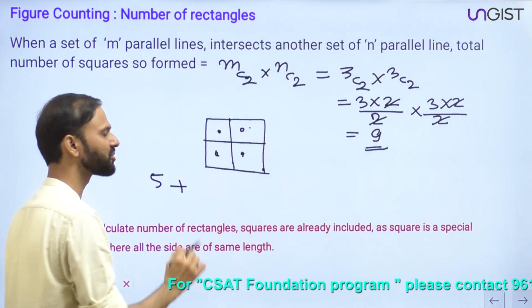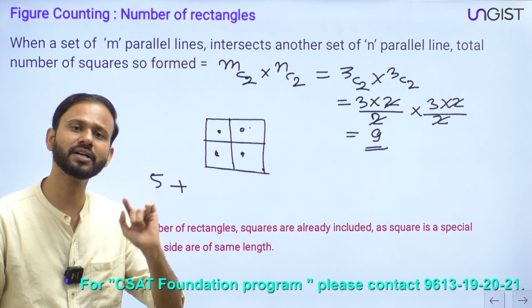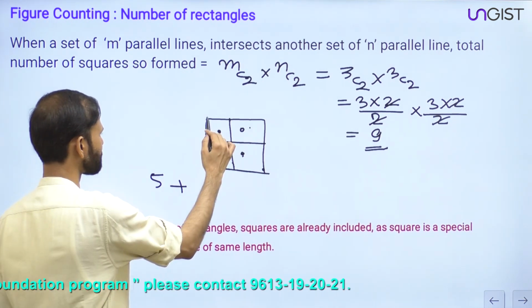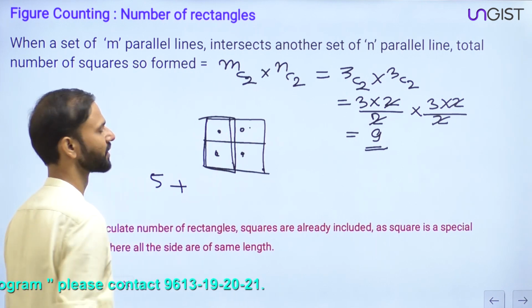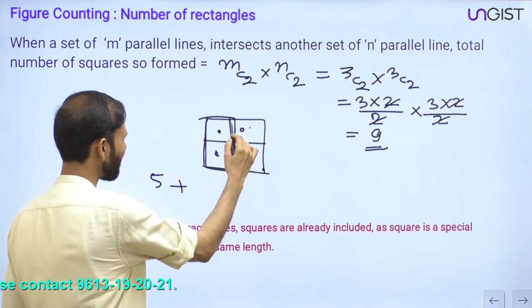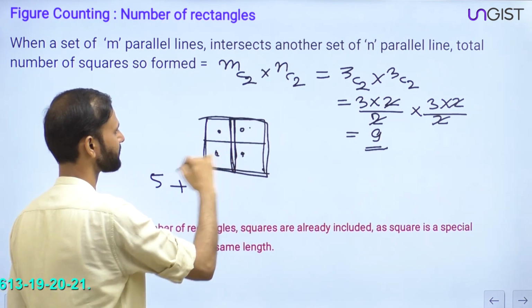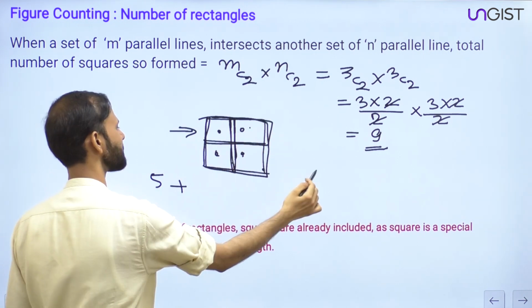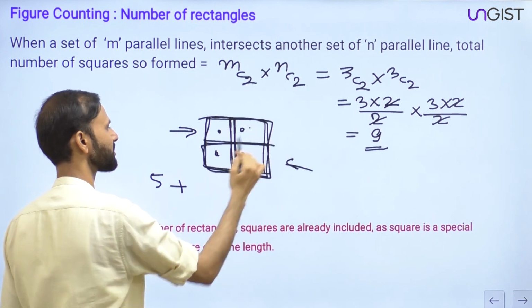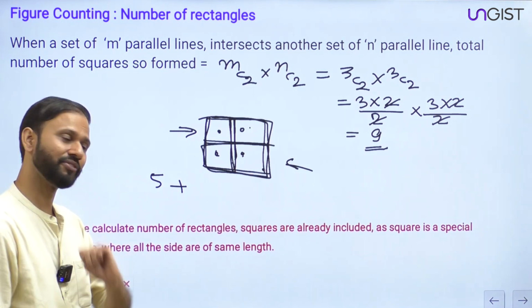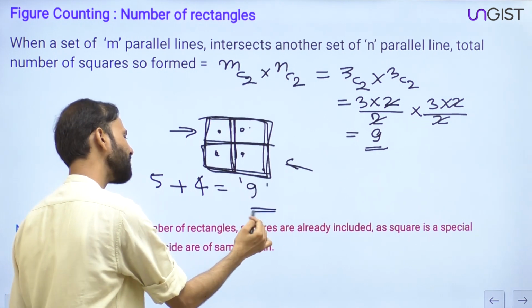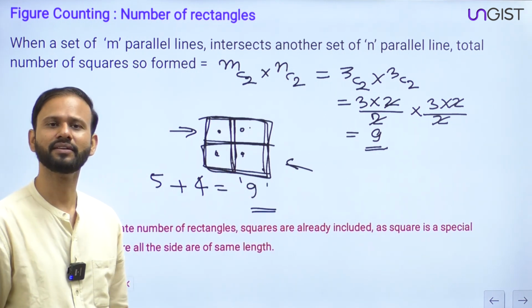And now let's talk about the rectangles which are not square. So this is one rectangle which is not square, right? This is another rectangle which is not square. Similarly, this is another, and similarly this is another. So total we have 4, right? In this manner total we have 9.